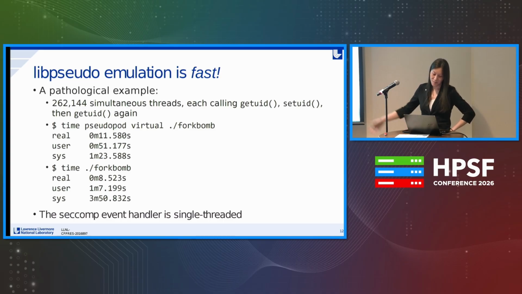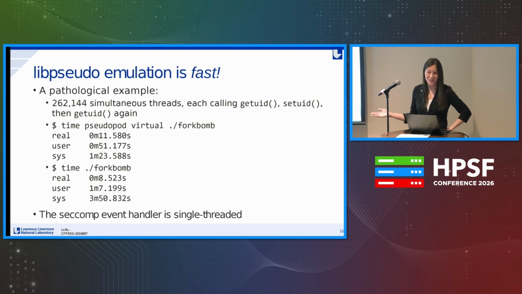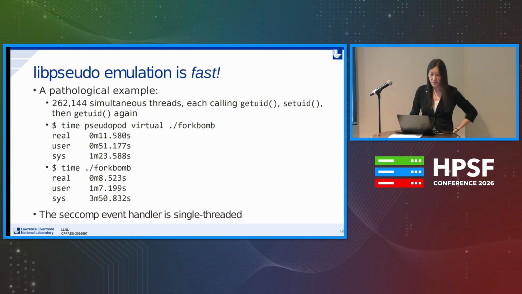And as my benchmark numbers here show, our overhead is roughly 50%, which is not great in terms of overhead. But if you consider that the entire workload is being intercepted and emulated in user space by a single thread, it's actually not that bad. For a more typical use case, like a container build or building some code, the overhead is going to be essentially negligible, because most of those things don't even call getUID or setUID.